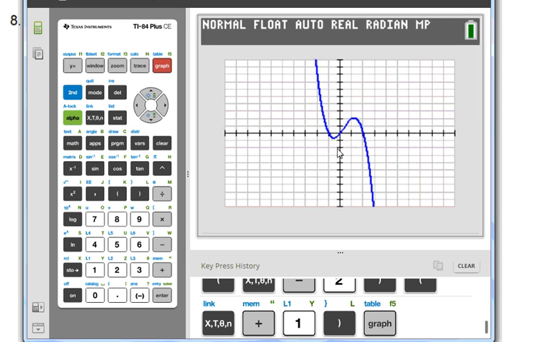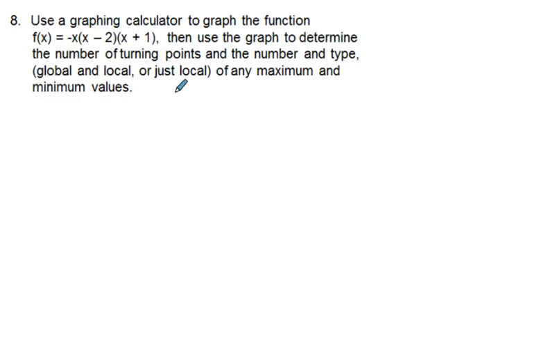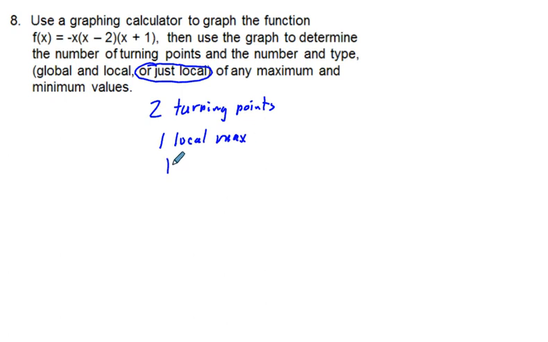So we have two turning points, it looks like. And this minimum and maximum, respectively, are both relative or local because they are not the absolute or global. So we will say two turning points. And both of our extrema are just local. So we have one local maximum and one local minimum. And is that going to be it? Yeah, with the number of turning points. That's about it for number 8.